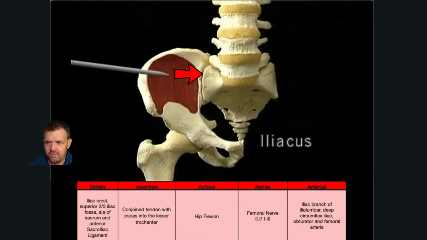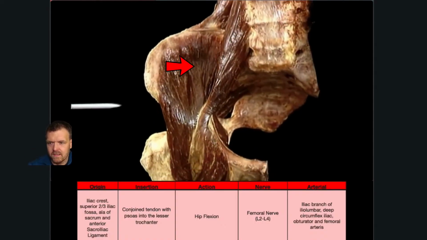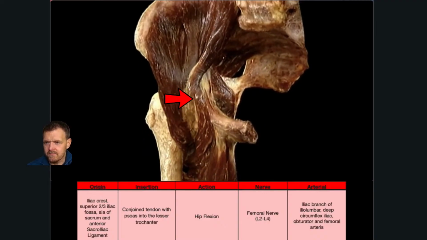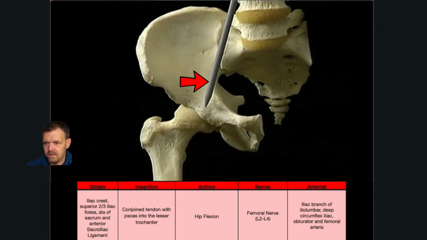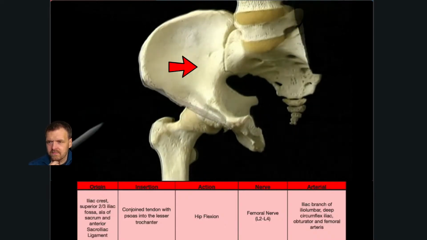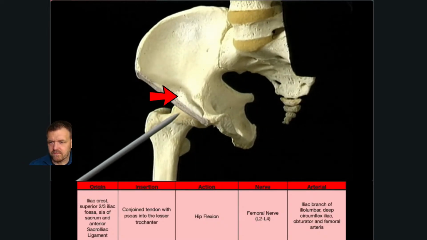So there's the iliac fossa. Fossa just means like a shallow or a dip. And then here it comes. So over here, it's coming over this area here. So the inguinal ligament is over the top. There it is. So it goes underneath that inguinal ligament.